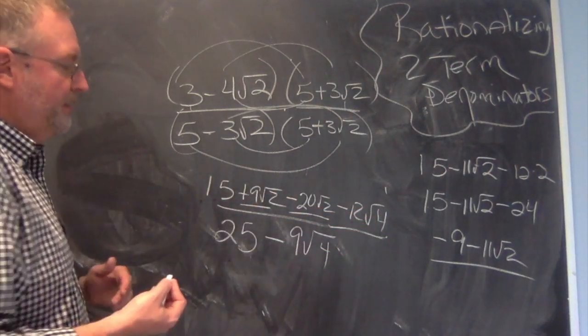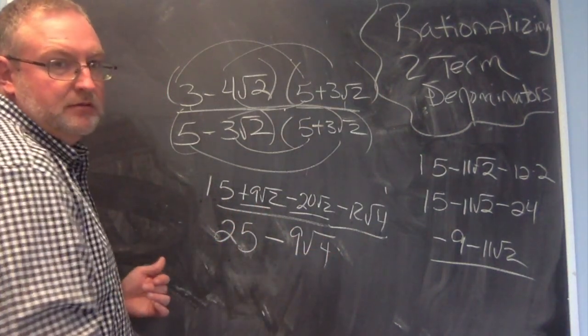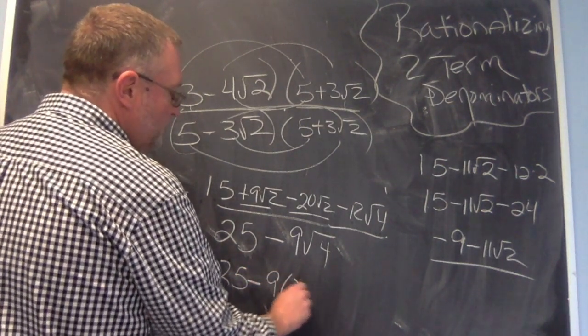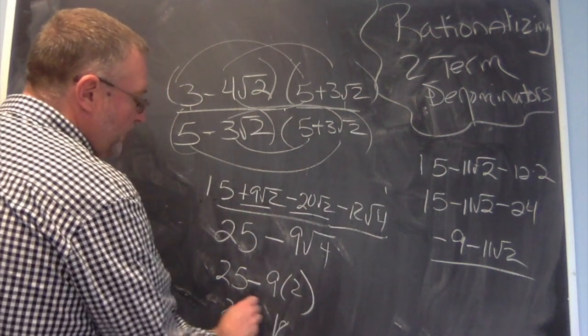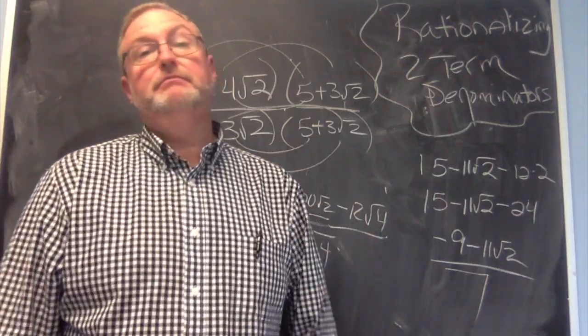Now, down here, I have 25 minus 9 square root of 4. What is the square root of 4? 2. So I have 25 minus 9 times 2, because I was able to solve that. 9 times 2 is 18. So 25 minus 18 is 7. All right, so there's your answer.